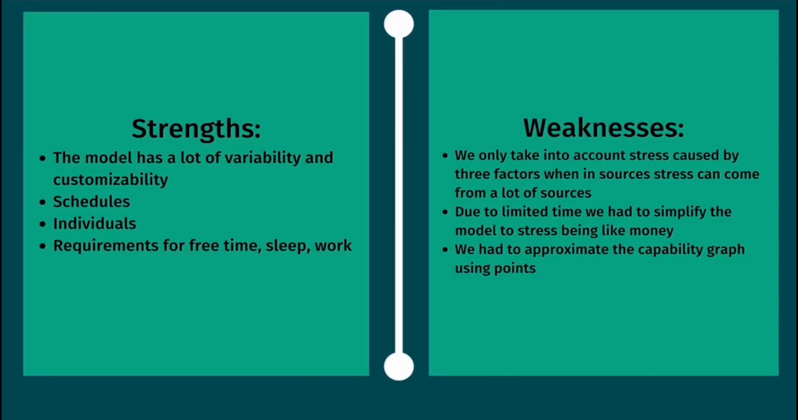Now, what were the strengths and weaknesses of our model? Our model could work for different numbers of people, different amounts of work, and different requirements for hours of exercise, sleep, and free time. It is also customizable for individuals. By adjusting the L and D values, the model can work for an individual's capacity for stress and diffusion rate of stress. Because there are so many variables, it can take many different issues and differences into account.